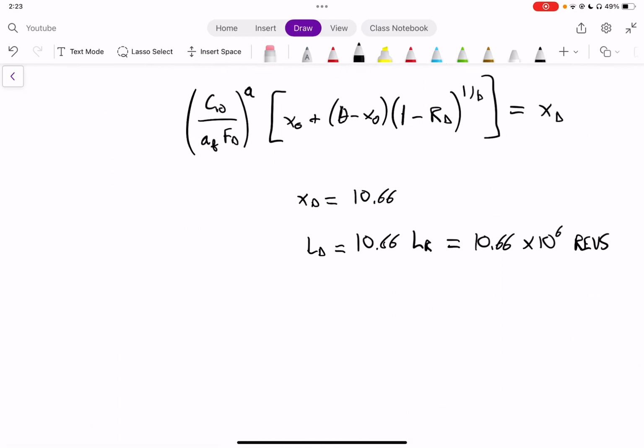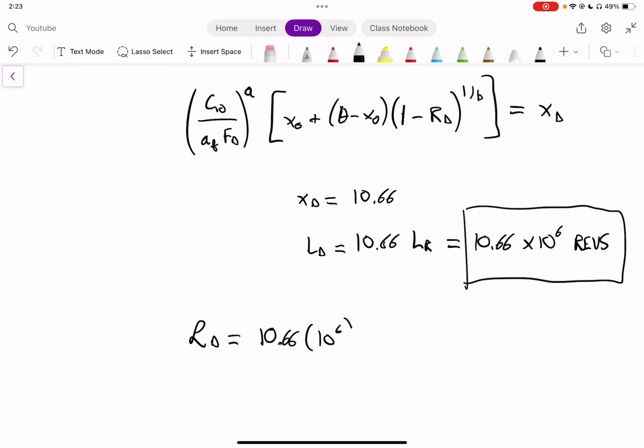Okay, this is an extra, our final answer is already done, but we can go further and say that LD is equal to 10.66 times 10 to the 6th. That's our value in terms of revolutions. And then we would divide that by 60 times 400 based on our conversion between cursive LD and our regular LD. And we get a value of 444 hours. So that means it can last for 444 hours.